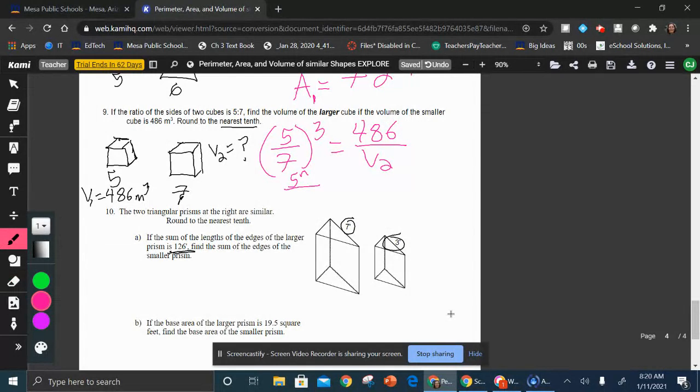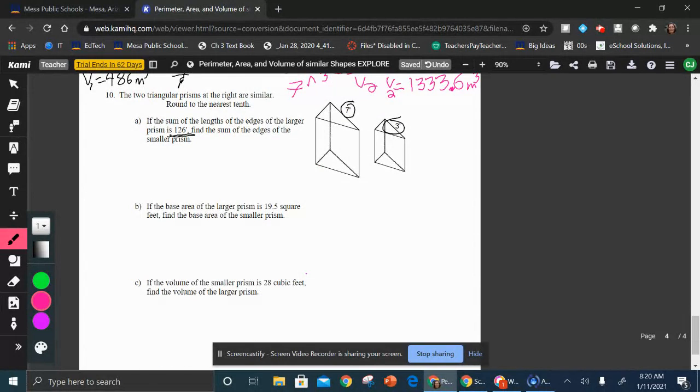Okay, so you need to cube it. Sorry, that's a little cube symbol. So use that caret to raise it to the third power. And then we cross multiply and divide. Okay, so for that one, everybody should have gotten the volume for the second one. It's equal to 1,333.6 meters cubed.